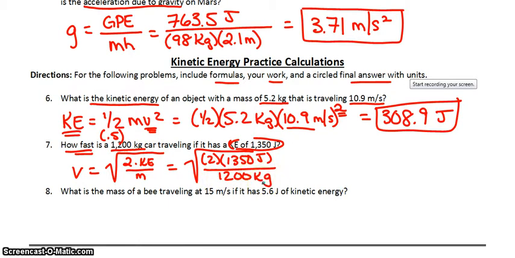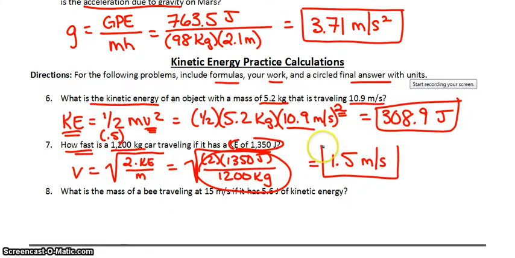All right, now make sure you solve for everything underneath this square root symbol. So put 2 times 1350, then divide it by 1,200. Then what you want to do is find the square root key on your calculator and take the square root of this entire value. If you do that correctly, you will get 1.5. And it's velocity, so what will our units be? Meters per second. All right, let's look at number 8.